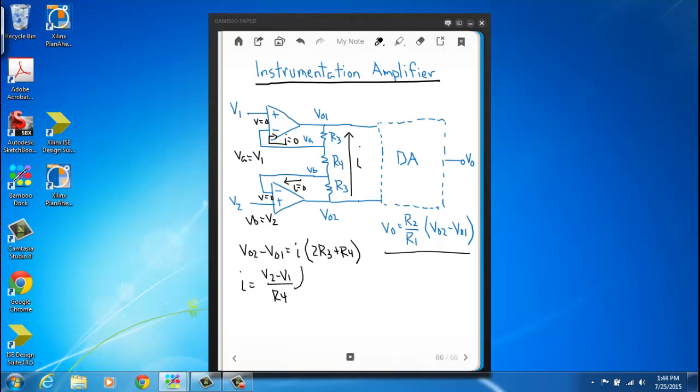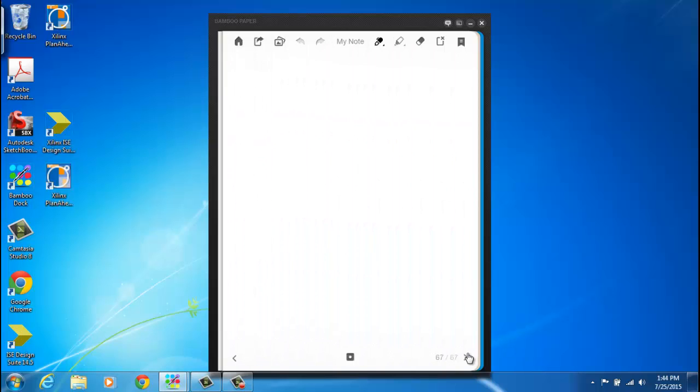Okay, and then I just plug this up here. So then we get that VO2 minus VO1 is just V2 minus V1 over R4, and then that's going to be times 2R3 plus R4. Alright, so we can simplify this.